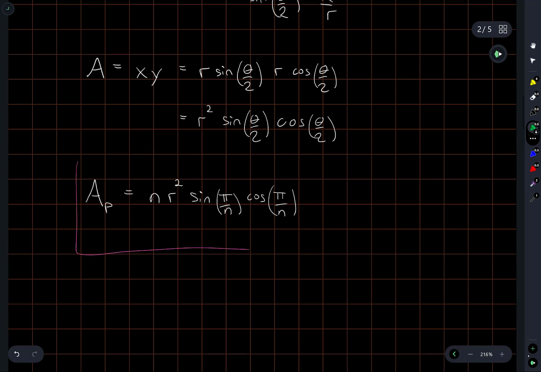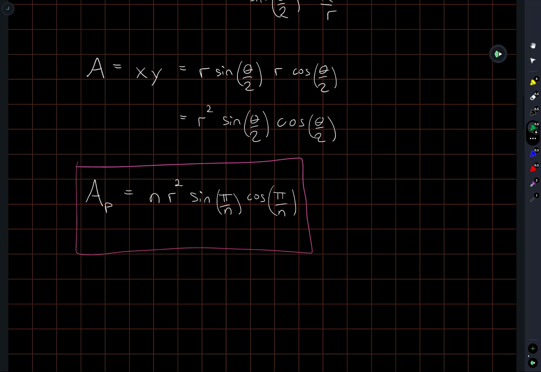So there we go. That's the area of a regular polygon inscribed in a circle of radius r.